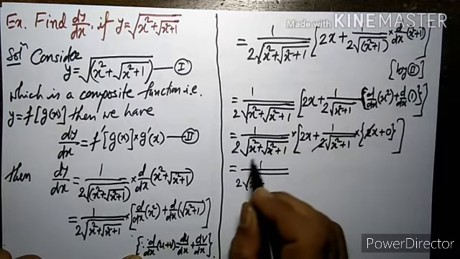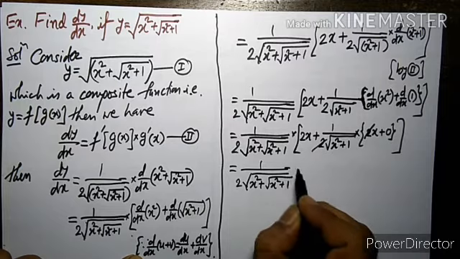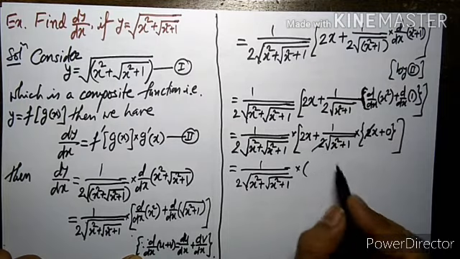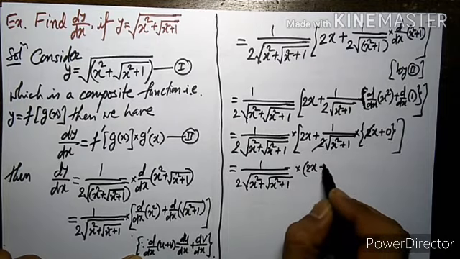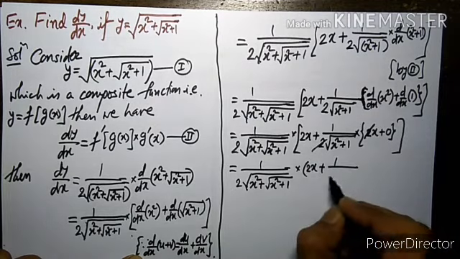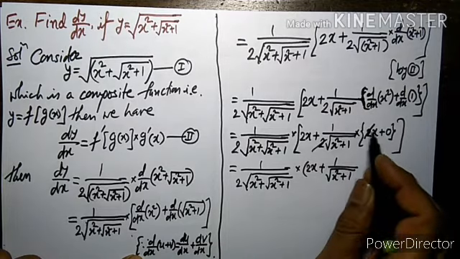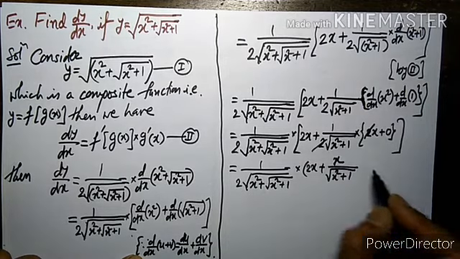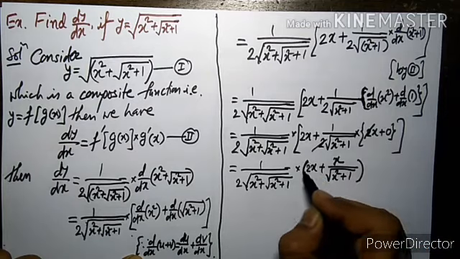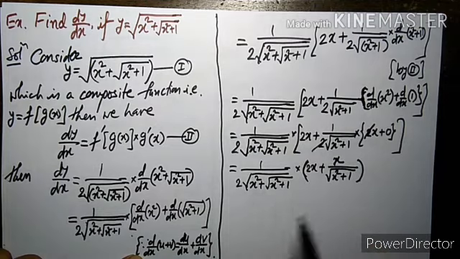1 upon 2 root inside the square root x square plus root of x square plus 1, this is the first part, into, here it is 2x plus, root of x square plus 1, which is 1 upon root of x square plus 1 into this x, so we may write this as x here. Now just you may keep as it is, or you can simplify this. This is the answer.